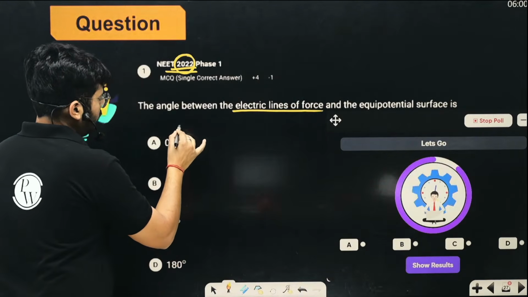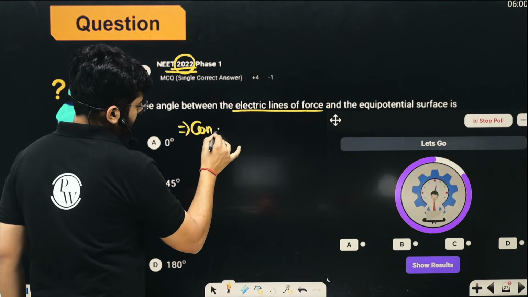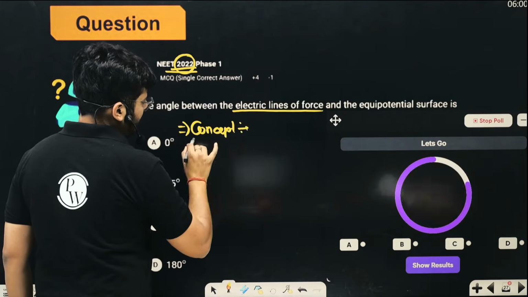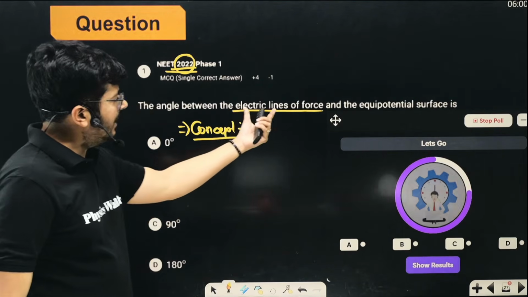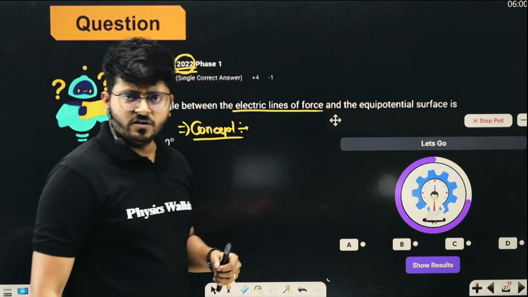For those kids who don't know, let me explain the concept while the kids are answering. What is the angle between electric line of force and equipotential surface?